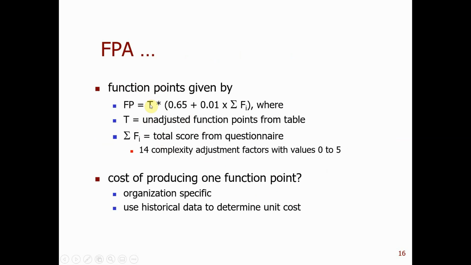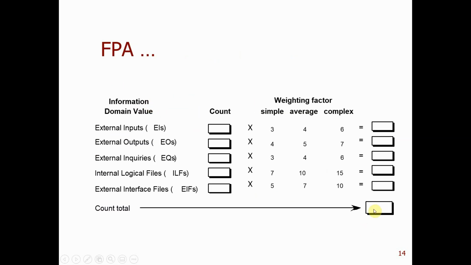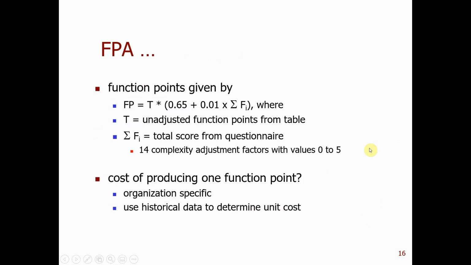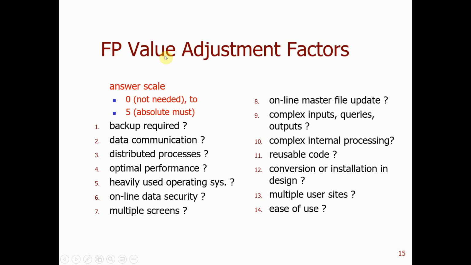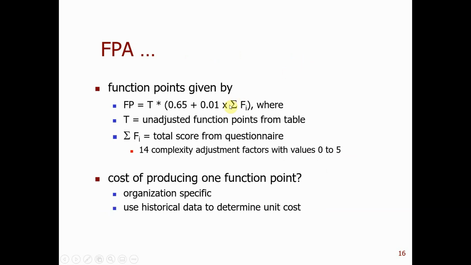So this total is from here. We bring it into this formula, where F is the 14 value adjustment factors. We add them up, and then multiply by 0.01 and add 0.65, and then multiply this by the unadjusted function point from the table. And this is the function point. So this is the function point we got.